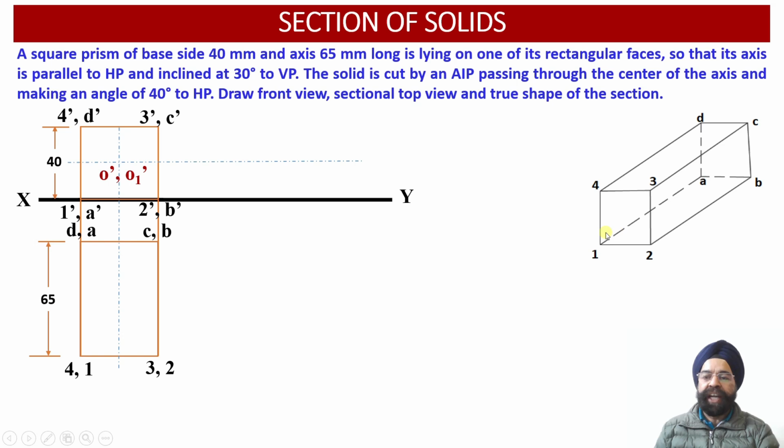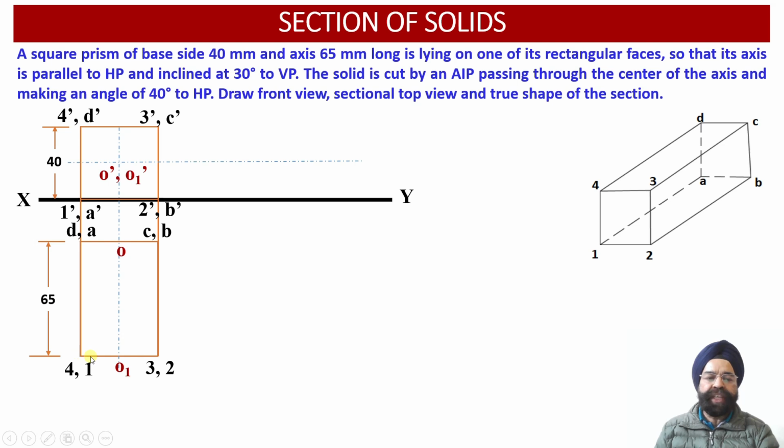In the front view projections, both O1 and O will be overlapping with each other, whereas in the top view projections, corresponding to the rear face, point O will be located over here. Corresponding to the front face, point O1 will be located over here. So this way we have marked the axis points in the front view and the top view projections. Now we know that this solid has to be reoriented with respect to the vertical plane such that its axis is parallel to HP and inclined to the vertical plane at an angle of 30 degrees.